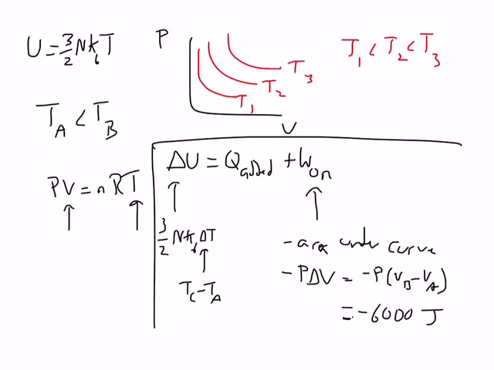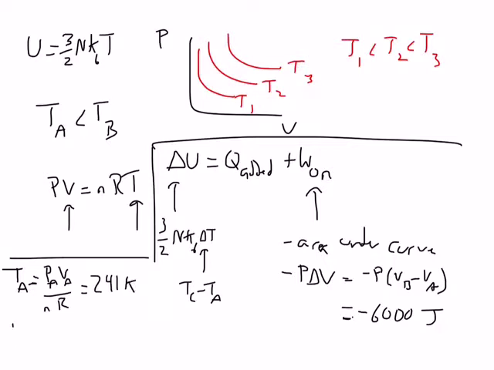Now we need to calculate temperatures of A and C, right? Actually, let's give myself a little bit more space here. If we knew TA and TC, then we could do this pretty easily. We're just going to use the ideal gas law, kind of like we did in the second part of part A. So PA VA over NR. And we know those numbers, reading the pressure and volumes off the graph. This is 241 Kelvin.